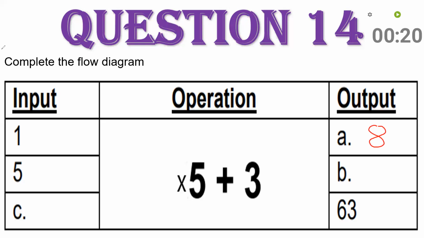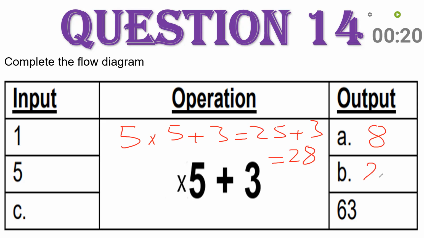If your input is 5, what's going to happen? 5 times 5 plus 3. 5 times 5 is 25 plus 3. 25 plus 3. One more time, let's remind you, multiplication first. All right. So 28. Our second answer is 28. Okay. So let's continue with next one.